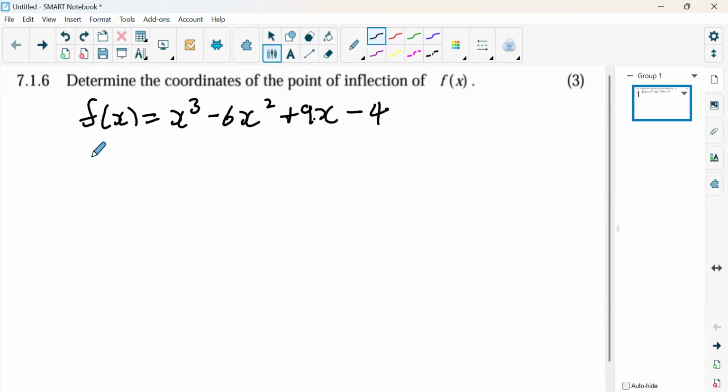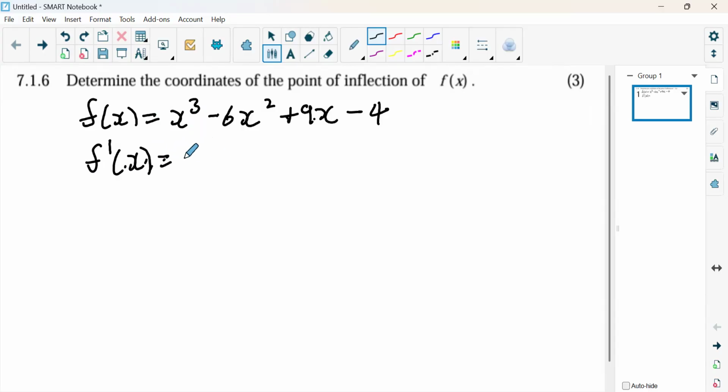Let's start with our f of x. f of x is equal to x cubed minus 6x squared plus 9x minus 4. What we're going to do is differentiate this. So we're going to say f prime of x, the first derivative.